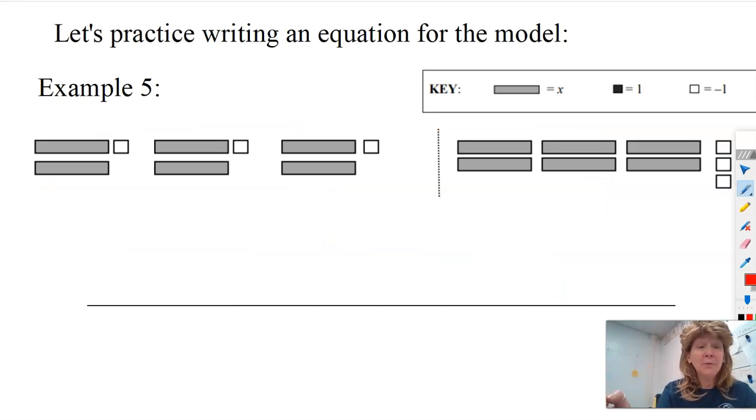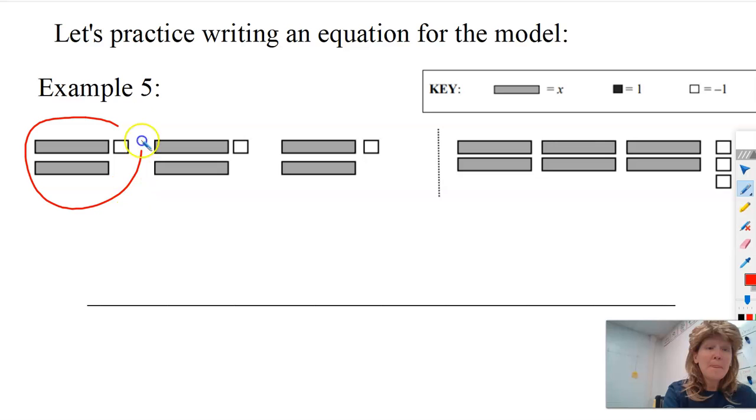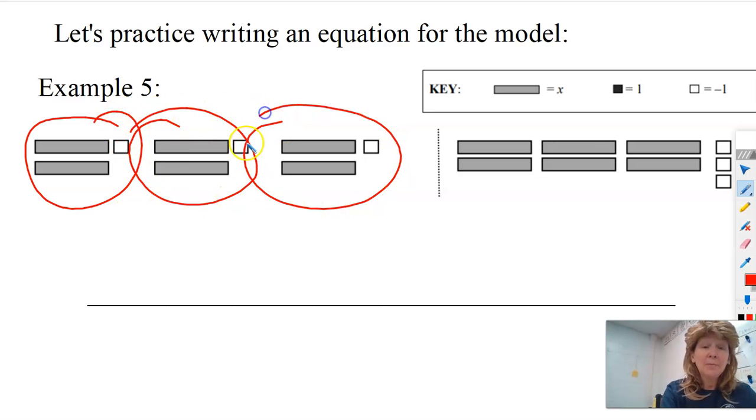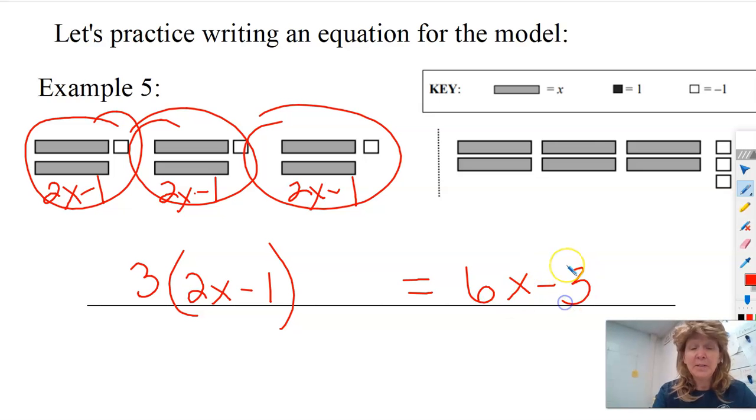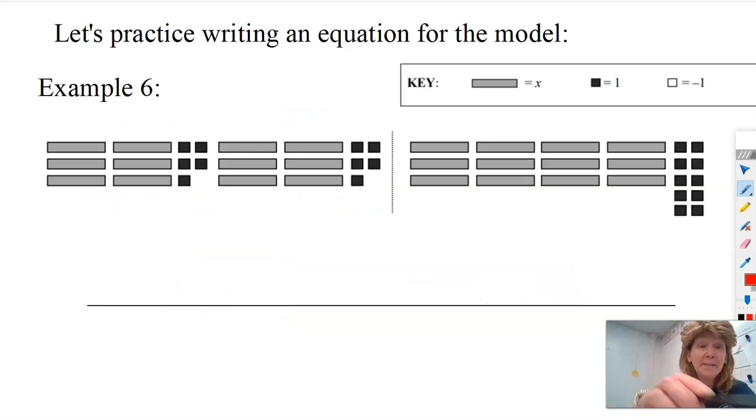Okay, so here's an example. Notice the first thing I'm going to do is look for how many groups there are. 1, 2, 3 groups. So I put 3 on the outside. What's inside each group? 2x minus 1, 2x minus 1, 2x minus 1. So 3 groups of 2x minus 1 is equal to a total of 6x minus 3 when I combine the like terms.